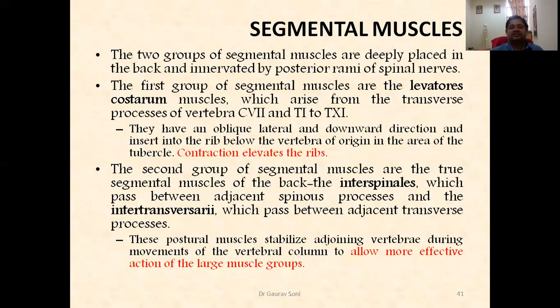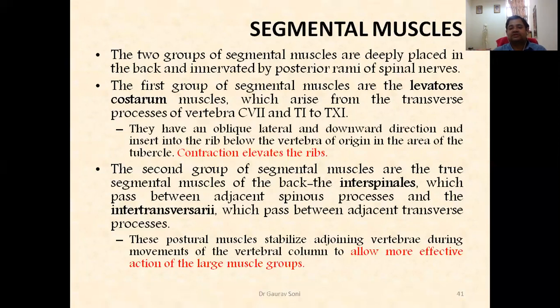Next come segmental muscles. So there are two groups of muscles present. The first group is levator costarum. Again, costarum means the attachment will be on the ribs, which arises from the transverse process of vertebrae C7 to T11. They have an oblique, lateral, downward direction and insert into the rib below the vertebra. It means if it arises from C7, it will attach to rib number 1. If it arises from T1, it will attach to rib number 2, and T11 to rib number 12. Their contraction helps in elevation of ribs.